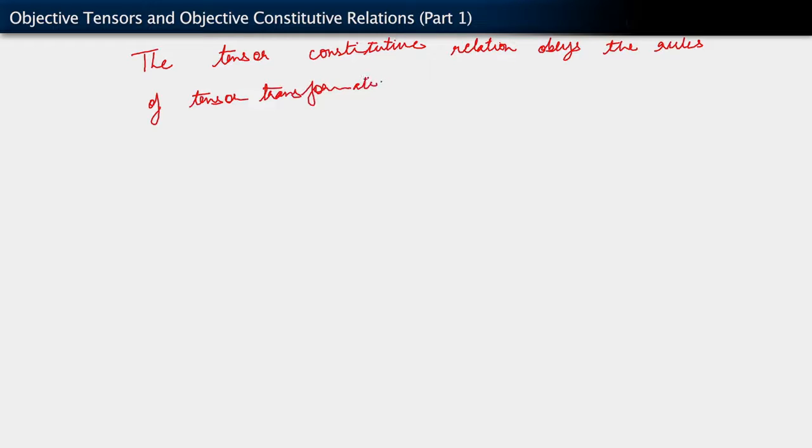The tensor constitutive relation obeys the rules of tensor transformations under rigid motions.